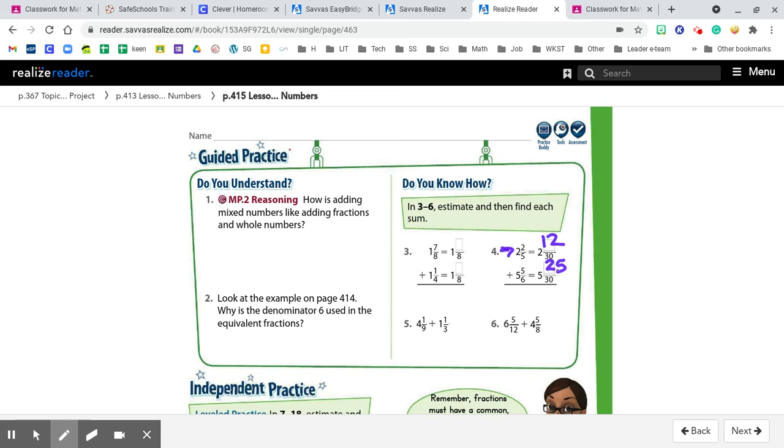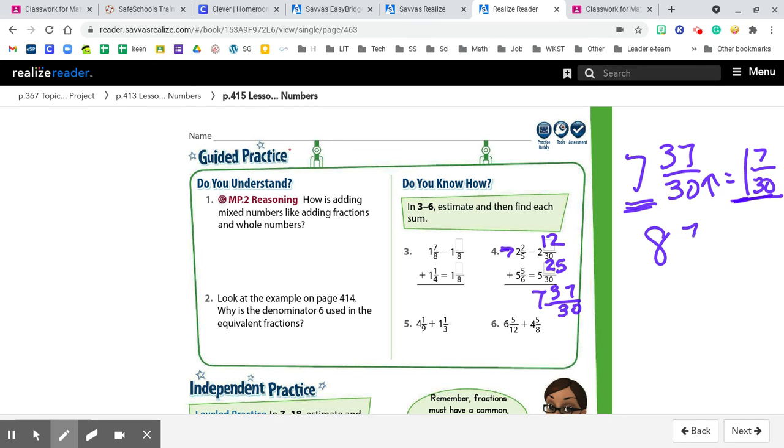So when we add them together, 12 and 25, we're going to get 37 thirtieths, and our whole numbers are 7 and 37 thirtieths, which is an improper fraction. Jam that 30 into the 37. It goes in one time with 7 little guys left over. Don't forget to combine our whole number with our new mixed number. So we have 8 and 7 thirtieths.